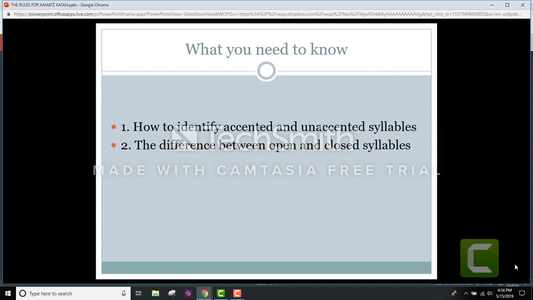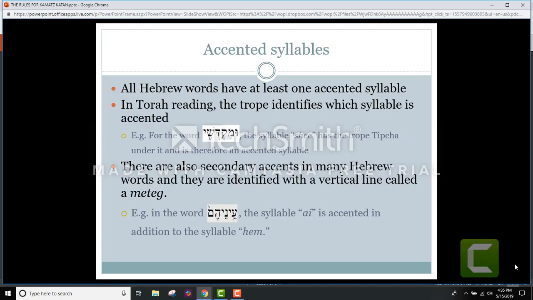Okay, so now that we know what a Kamatz Katan is, how do we know a kamatz is a Kamatz Katan? So there are two things we need to know in order to be able to do that. We need to be able to identify which syllables are accented and which ones are unaccented. And we also need to know the difference between open and closed syllables. So let's get started on those.